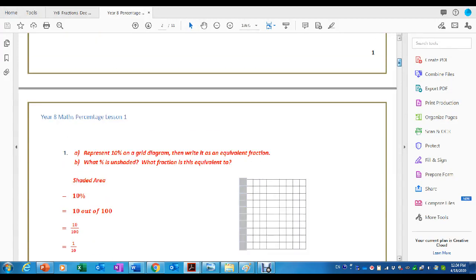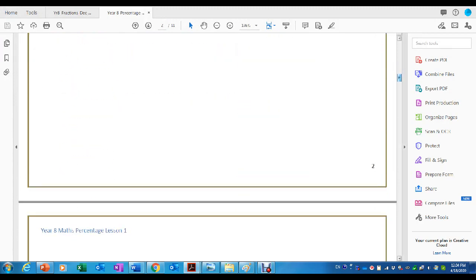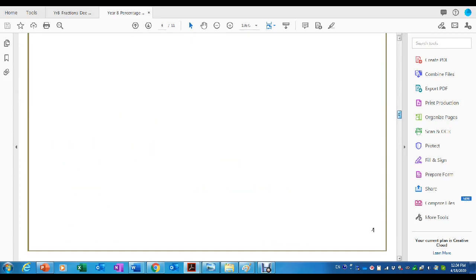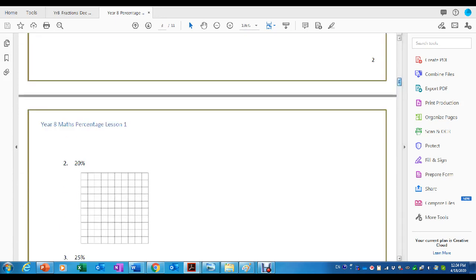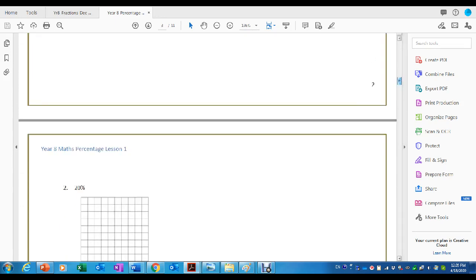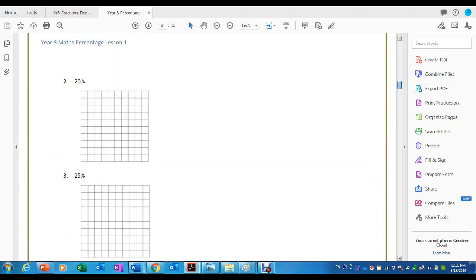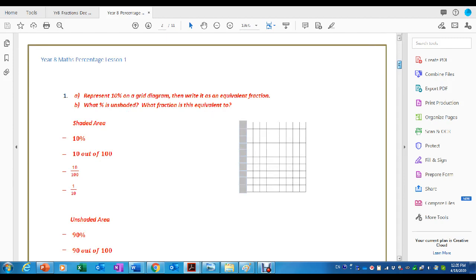So that's the handout I gave to you. We finished page 1 up to page 4, so we are not going to do page 5 and so on. You might do some practice using the questions on page 3. All questions would be very similar to question 1. All you need to do is to shade the area and find the unshaded part.